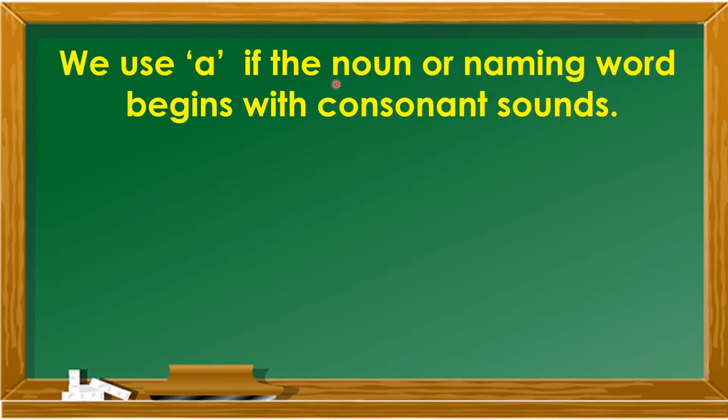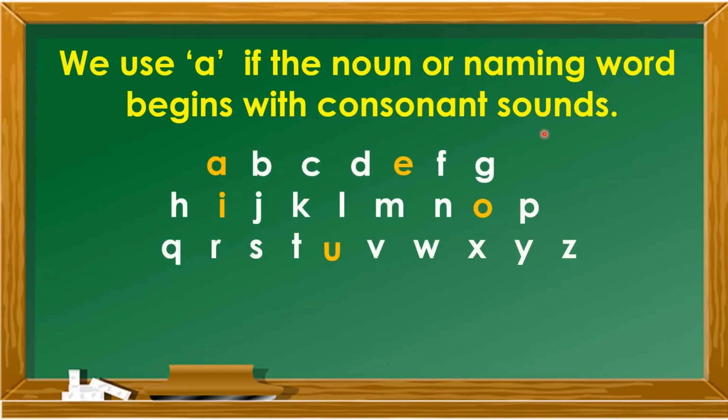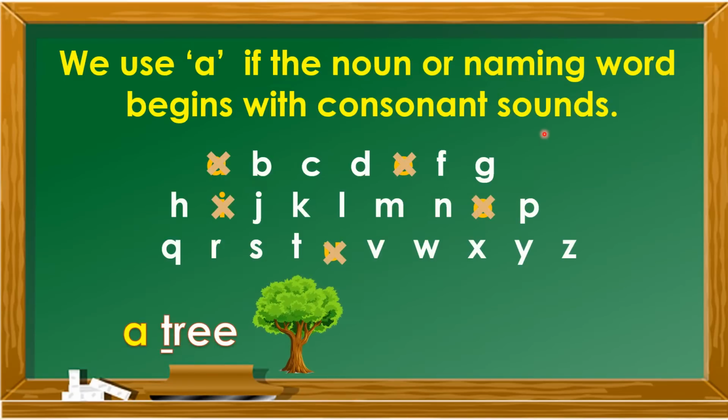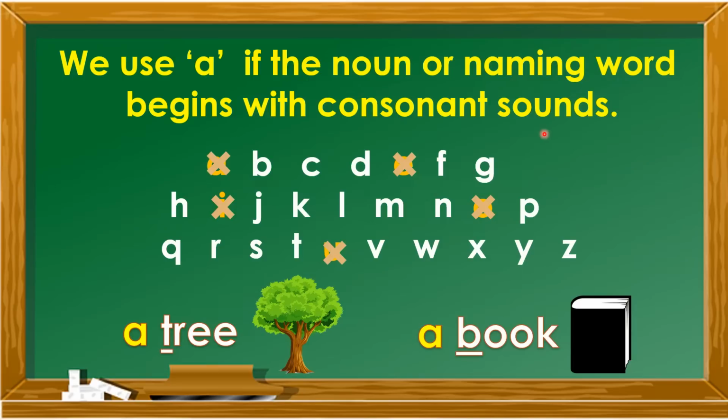We use a if the noun or naming word begins with consonant sounds. These are the alphabets. Letters A, E, I, O, U are not consonants. They are vowels. They are not included in the consonant sounds. A tree, a book. Letter T and letter B are consonant sounds, so we use a. A tree, a book.